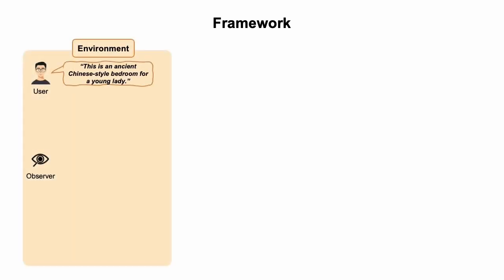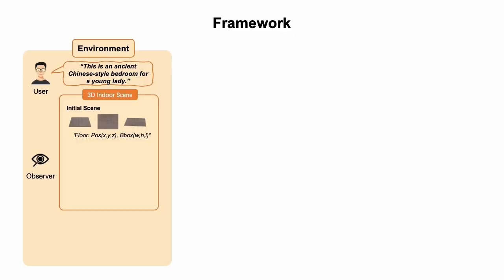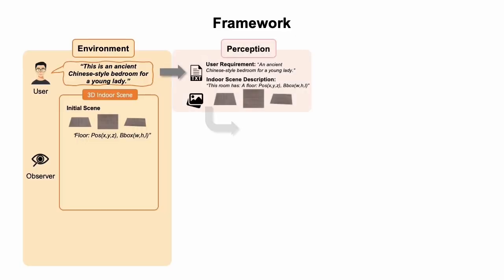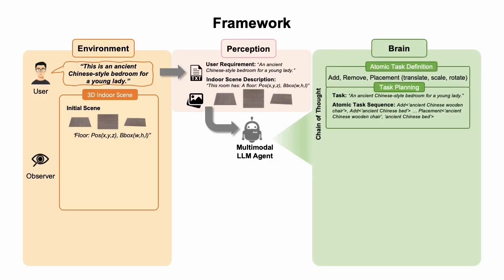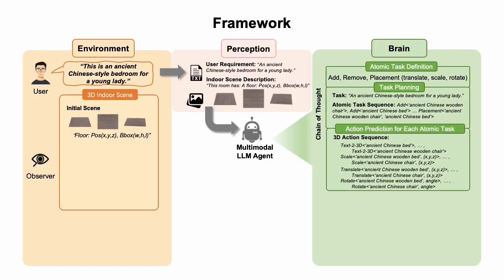Our agent system begins by perceiving the requirements provided by the user, along with the indoor scene descriptions and visual captures supplied by the observer from the environment. In the Brain module, the agent translates the user's requirements into a task and breaks it down into a sequence of atomic tasks. It then reasons about the 3D actions required for each atomic task to compile a sequence of 3D actions.